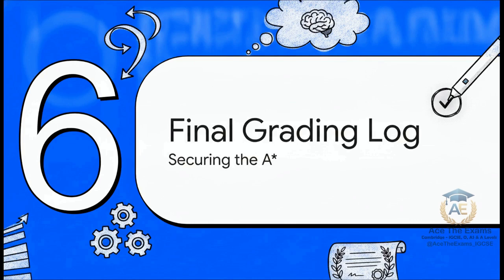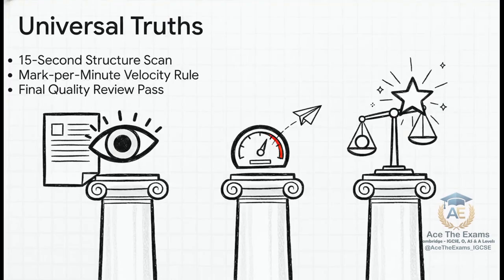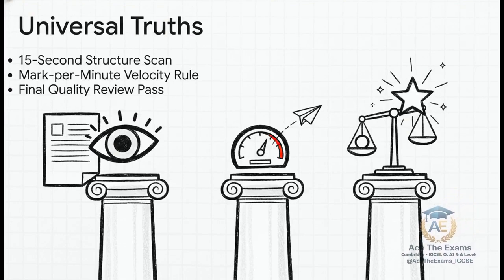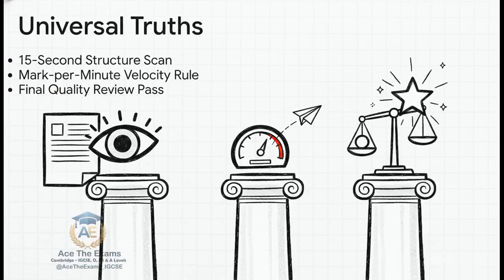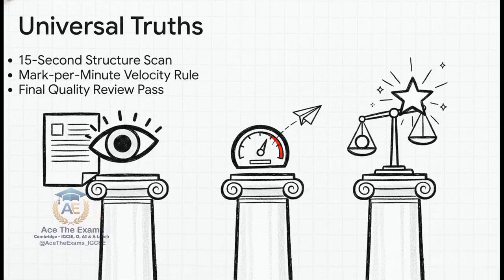Phase 6, the final grading log. Alex and Sam have finally assembled their completed, flawless response paragraph, avoiding all the pitfalls we just discussed. I am officially logging a perfect full-mark score into the Cambridge system for them. To distill this entire explainer down, achieving true mathematical mastery with these trig identities relies on what I call the 3 universal marking truths. Truth 1, the 15-second structure scan. Your proof absolutely must flow logically from one step to the next, with clear formatting and hyper-accurate notation right out of the gate. Truth 2, the mark per minute velocity rule.